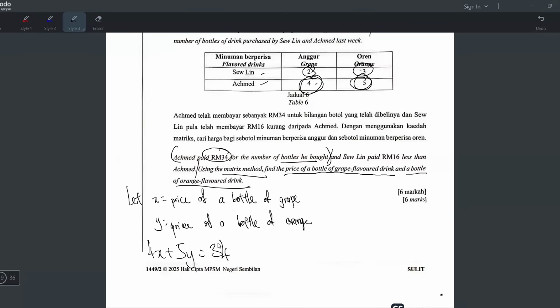You see how easy it is to write the equation? Because you know what your x and y represent. That's why it's easy already. Okay, second equation. Sulin paid 16 ringgit less than Ahmed. Okay, let's find out Sulin's total price. 2 times x plus 3 times y. This is the Sulin price. But it said here that it's 16 ringgit less than Ahmed. So Ahmed paid 34. So Sulin paid 16 less than that. So 34 minus 16. So I got 18. So 2x plus 3y is 18.